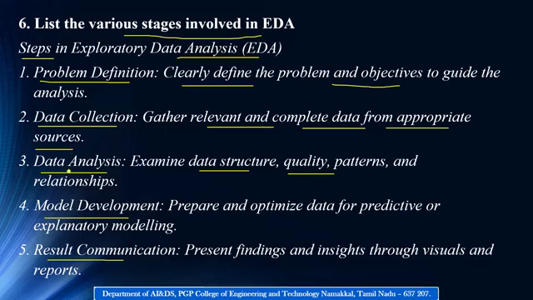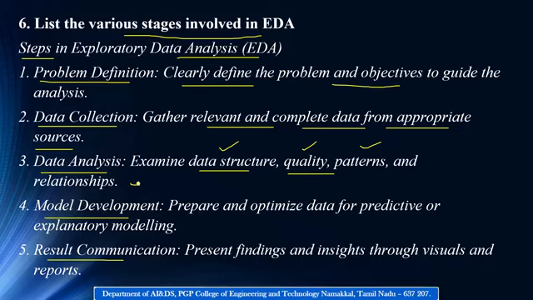Third step is the data analysis. Once the data is collected, then you have to find what the data structure is. That means you are going to study how the data is organized, what fields are available, etc. Then the quality of the data set. Suppose if it needs cleaning, you have to do the cleaning. If it doesn't need cleaning, you can directly use it. So finding the quality of the data set and finding the patterns. What patterns are followed in the data set and the relationship between the variables. So this is the third step, data analysis.